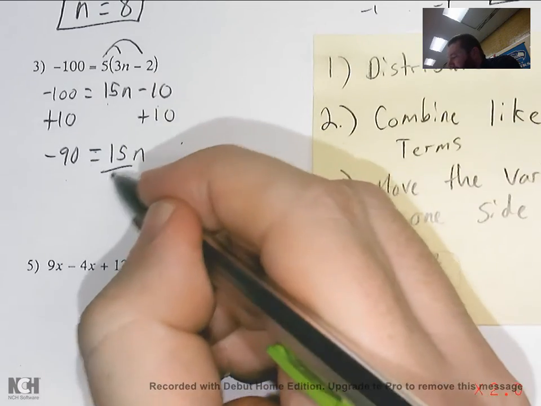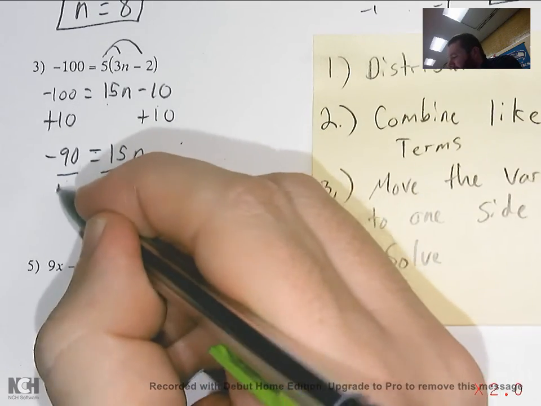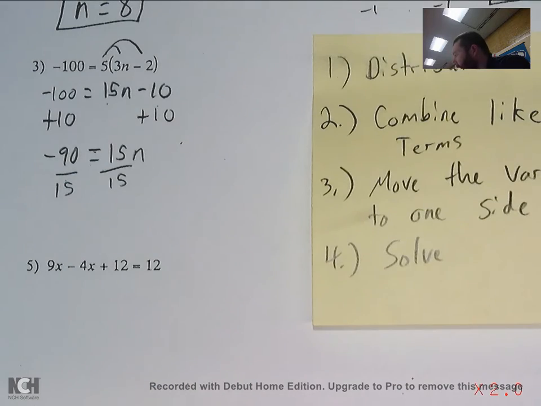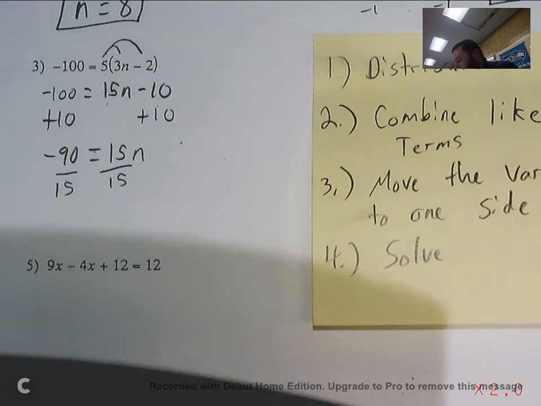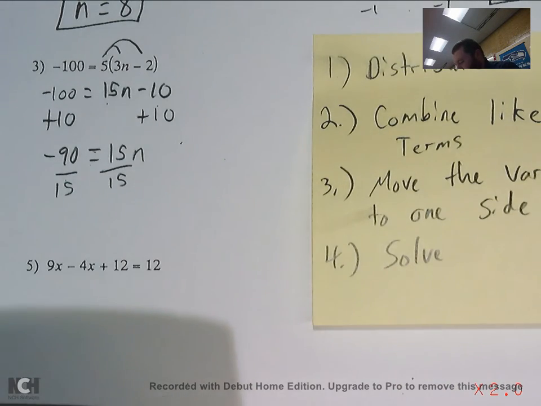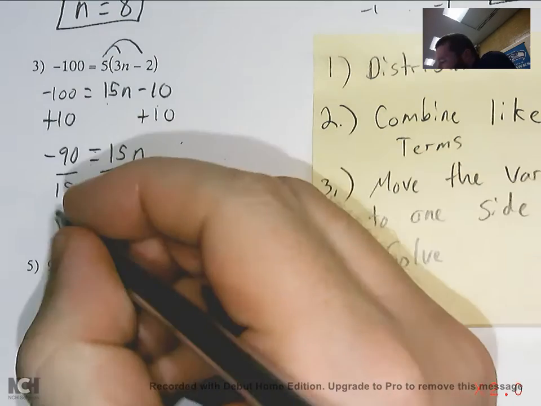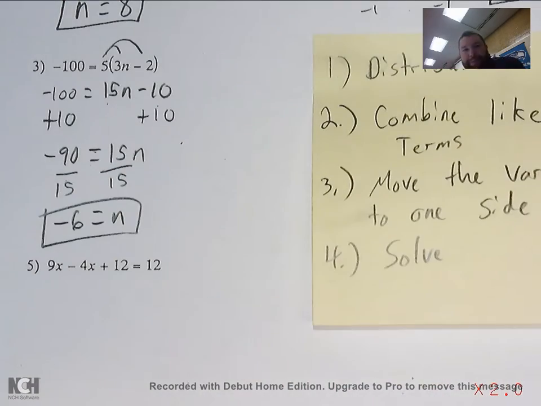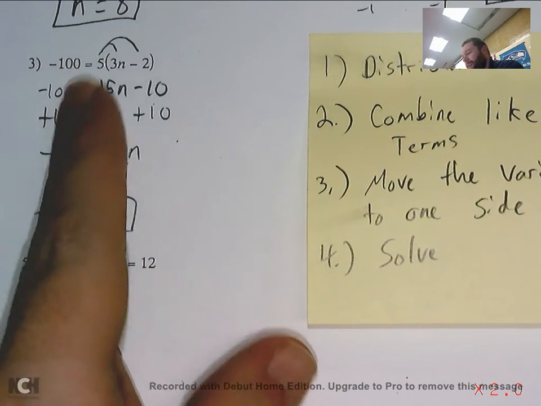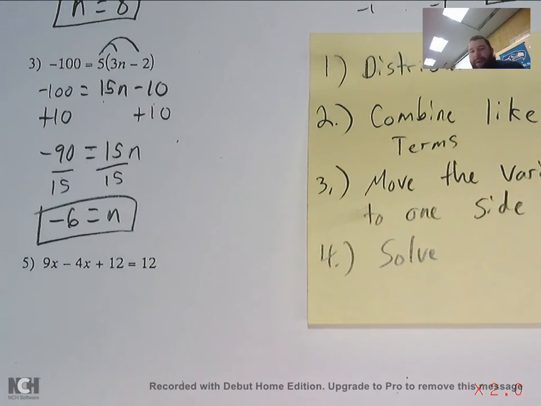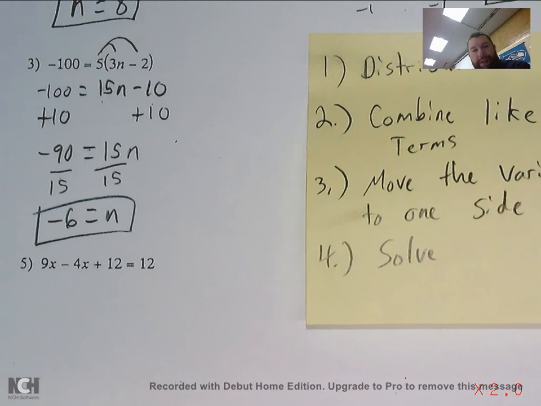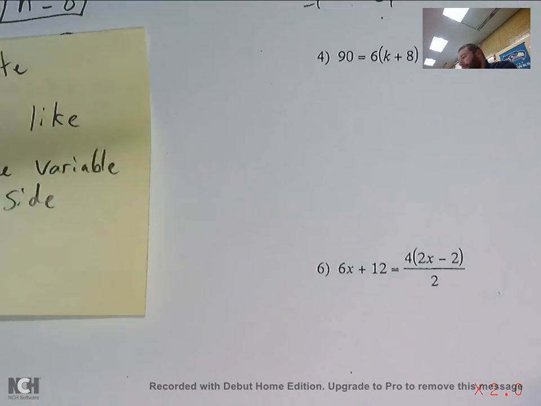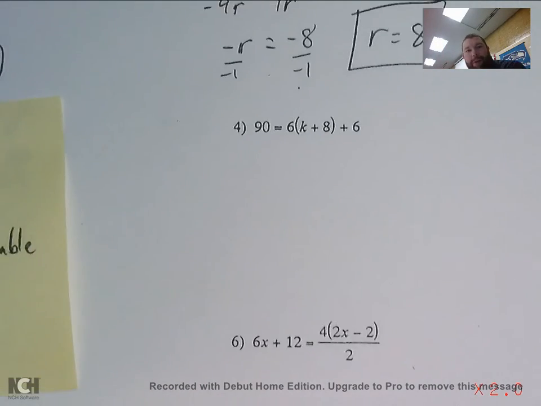And then I divide by 15 to each side. And 90 divided by 15, is that 6? I'm pretty sure it is. Yeah. Would be negative 6 equals n. And that's my answer. Not too tough, right? Again, that was pretty much, I distributed, added the 10, divided. It took me 3 steps. Not too bad. And the last one we'll do, number 4, here real quick.